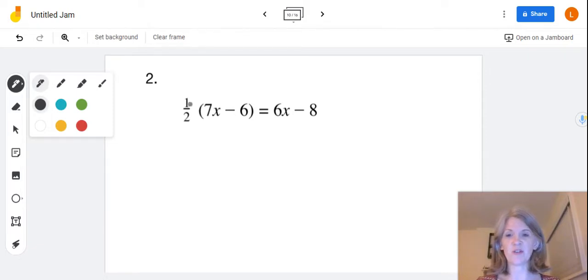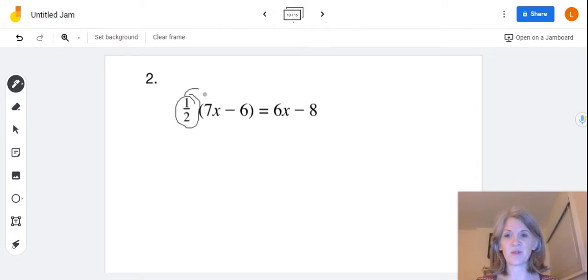So we're going to start with distributive property, and I need to distribute this entire 1/2 through to each term. So that's going to give me 1/2 of 7 is 3.5. I'm going to use the decimal rather than mixed numbers. You really don't want to use mixed numbers when we're solving algebraic equations. So you could use 7/2 or you could use 3.5.